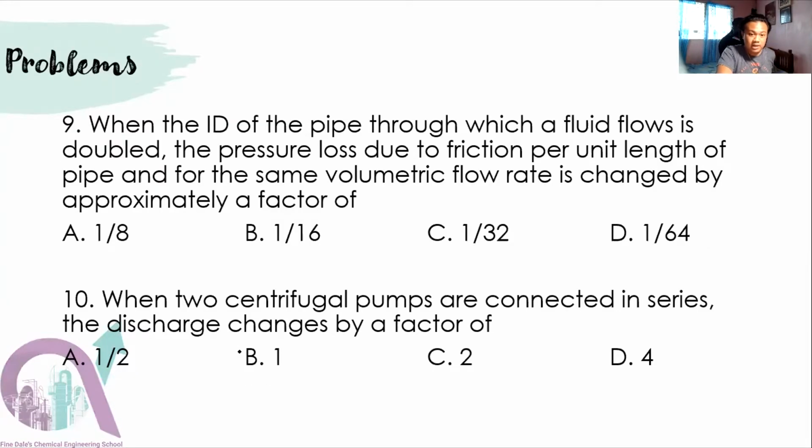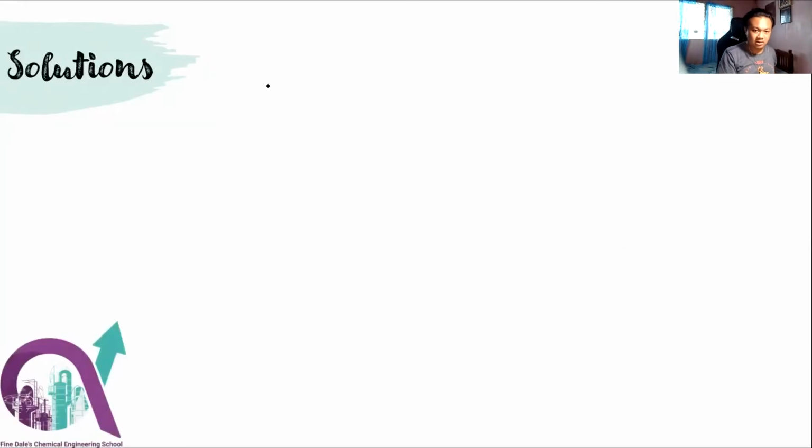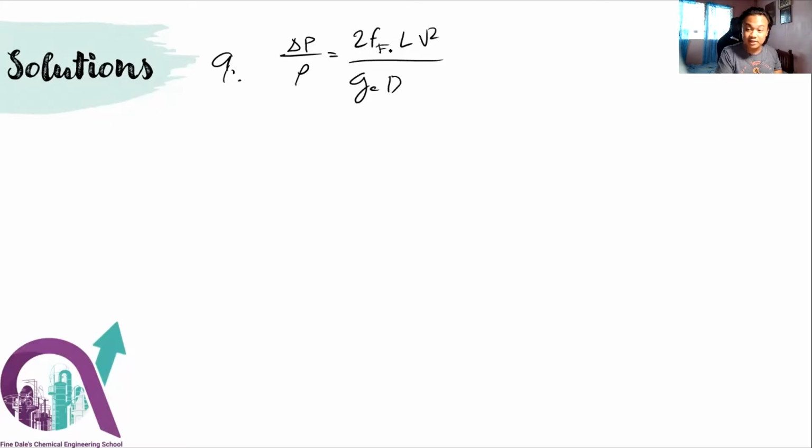So when the inside diameter of the pipe through which the fluid flows is doubled, the pressure loss due to friction per unit length of pipe, for the same volumetric flow rate, is changed by approximately a factor of what? So how do we solve this? Just find the friction loss per unit length. Naani siya sa dyan ko, please. FF is the fanning friction factor.